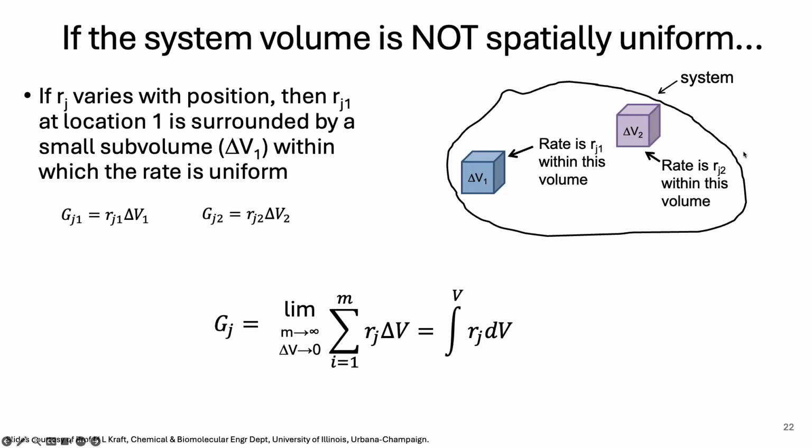If we divide this up into a set of infinitesimally small subvolumes, then in the limit, okay, we can sum all of those contributions to the overall rate of generation together. Okay, in other words, we can integrate the rate of reaction of J over volume and get the total generation term.